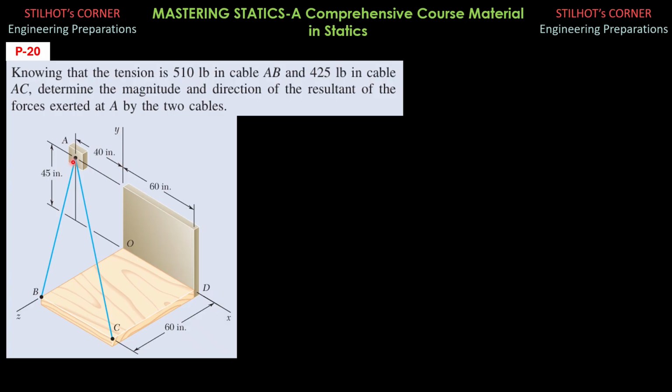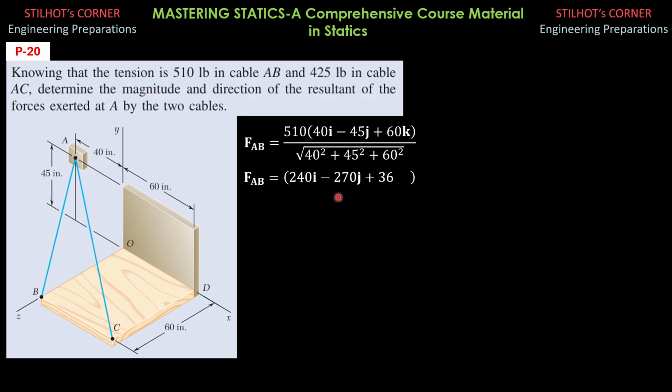So here, AB in vector form, let's call it FAB or tension AB, is equal to 510 times the quantity going to the right, x 40i, going down, y negative 45j, then going forward, z plus 60k, over the square root of 40 squared plus 45 squared plus 60 squared. Simplifying, FAB is equal to 240i minus 270j plus 360k pounds.